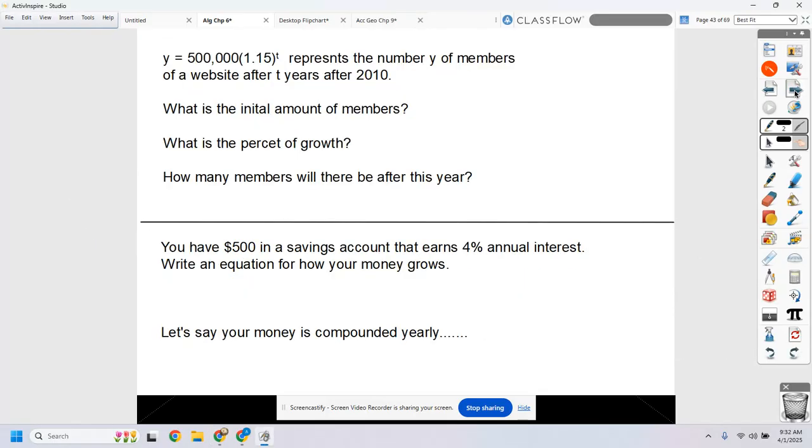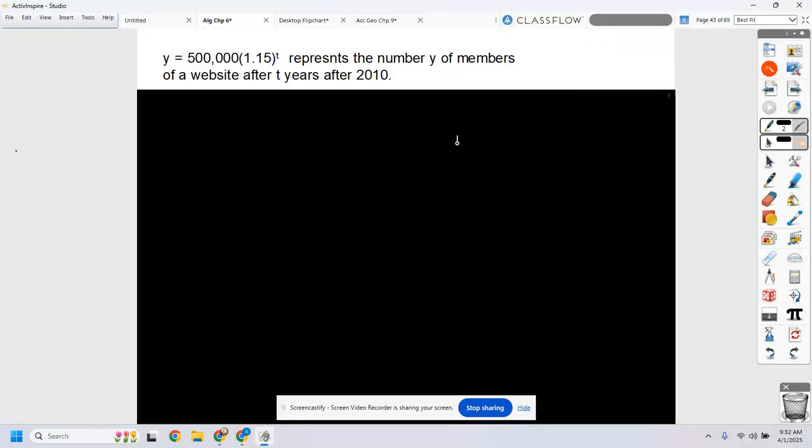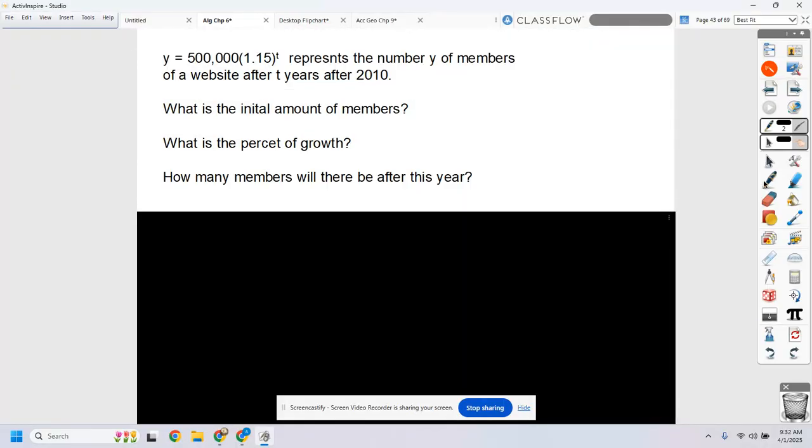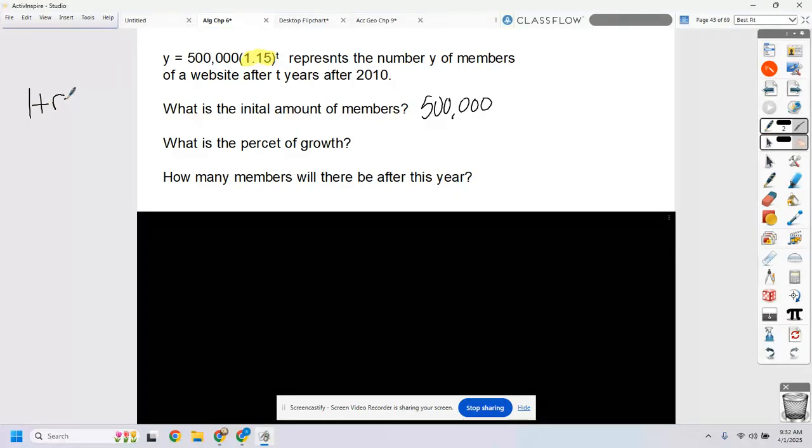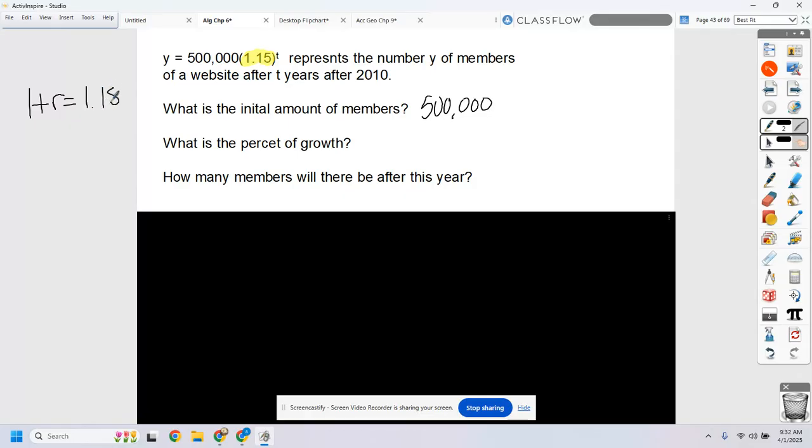Let's do another example. So here we're talking about people viewing my website. I wish there were 500,000 people viewing my website, but there's not. But that's my initial amount of members. So that's going to be 500,000. Percentage of growth. Again, I'm going to take this amount in yellow and set it equal to 1 plus r, because 1 plus r is the original formula, so 1 plus r is going to equal 1.15. Subtract 1 from both sides. r is equal to 0.15, or 15%.